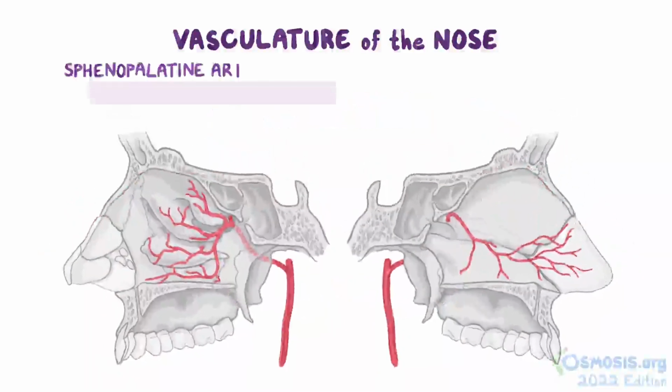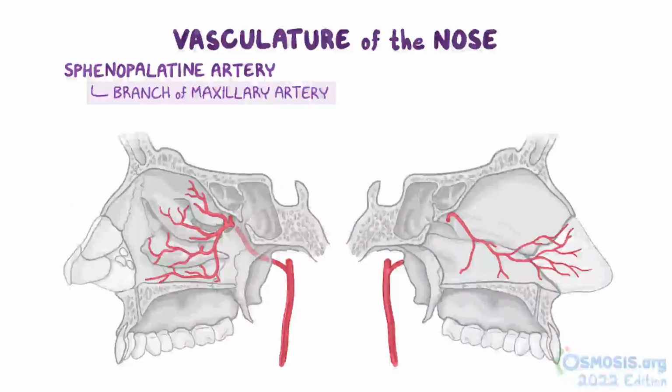The sphenopalatine artery is a branch from the maxillary artery, which is, in turn, a branch from the external carotid artery. Now, the sphenopalatine artery directly enters the nasal cavity through the sphenopalatine foramen. Here it further divides into a medial and a lateral branch to supply both the lateral wall and the septum.